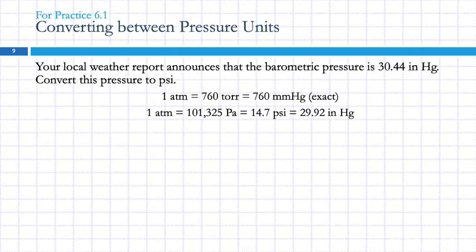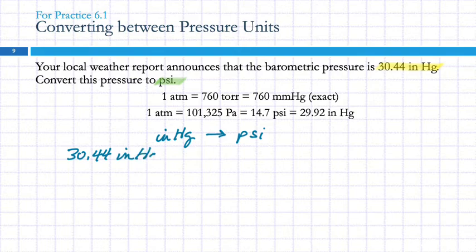So let's do an example here. Local weather report says the barometric pressure is 30.44 inches of mercury. Convert to PSI. This is dimensional analysis. So we are given 30.44 inches of mercury. We are looking for PSI. So I'm going to go from inches of mercury to PSI in one step. 30.44 inches of mercury. I've got one factor. I'm going to have PSI on top, inches of mercury on the bottom. Same thing we've been doing with dimensional analysis all semester.